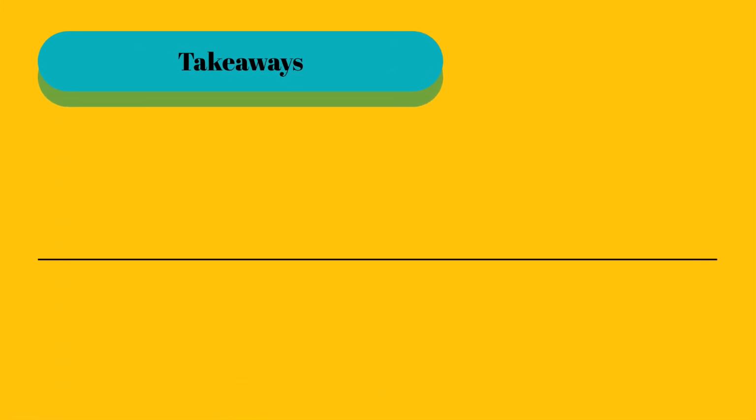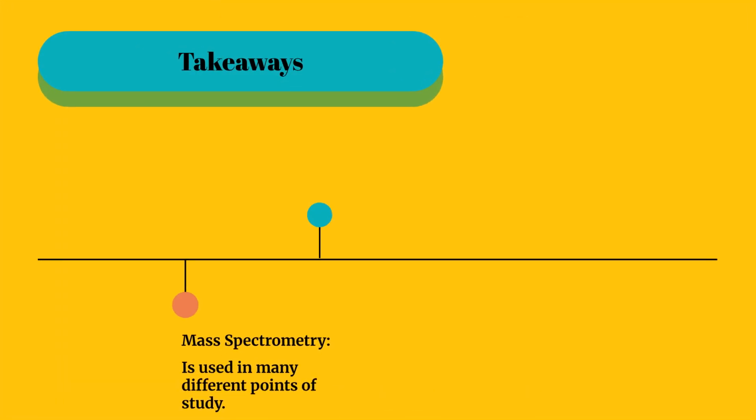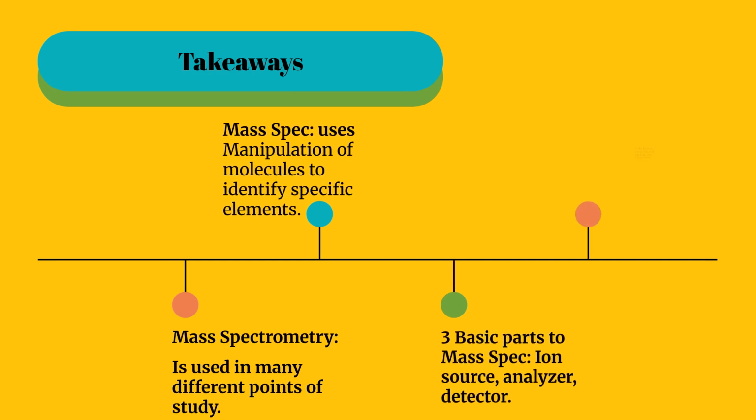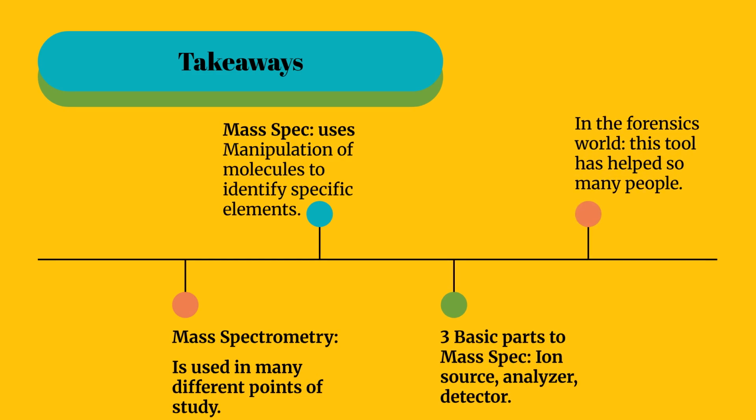Some takeaways I hope you get from this video are: mass spectrometry is used for many different points of study. Mass spec uses manipulation of molecules to identify specific elements. There are 3 basic parts to mass spec: ion source, analyzer, detector. In the forensic world, this tool has helped to close many cases.